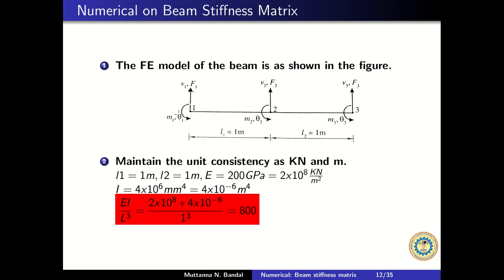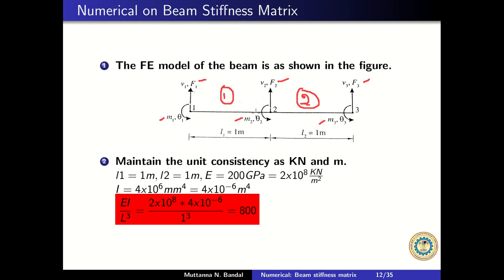this is the idealization of the beam structure. Since there are two elements, I am marking this as element 1, this is element 2, and the degrees of freedom are V1 and theta 1 at node 1, V2 and theta 2 at node 2, V3 and theta 3 at node 3, and similarly the load vector will be F1 shear force, moment M1 at node 1, F2 and M2 are the load vectors at node 2, F3 and M3 are the load vectors at node 3.